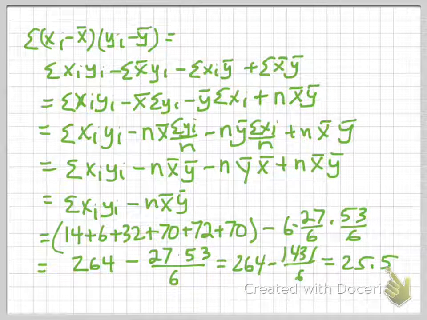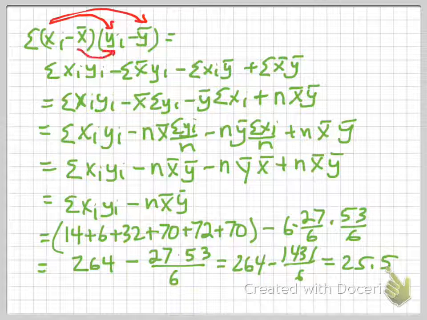Oh my goodness, look at this mess. Xi minus x bar times yi minus y bar. I'm going to do some simplification first, because it'll be easier to do the calculation if we do some simplification. So I'm actually going to multiply this term out. So I'm going to multiply the xi times the yi, the xi times the y bar, then the x bar times the xi, then the x bar times the y bar.